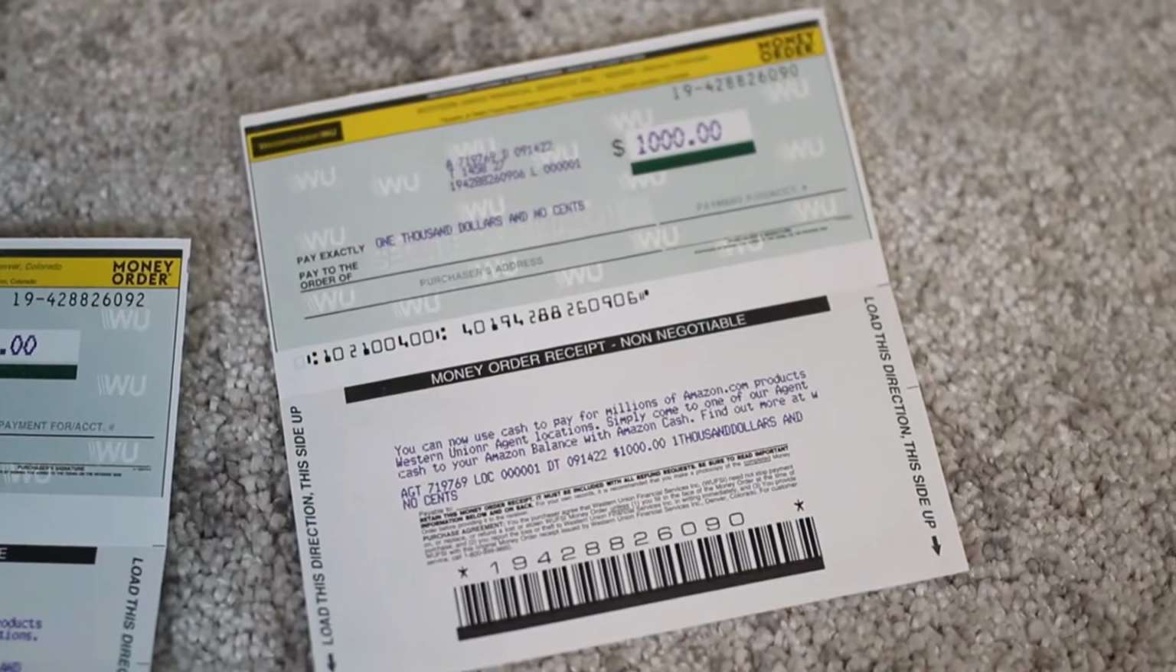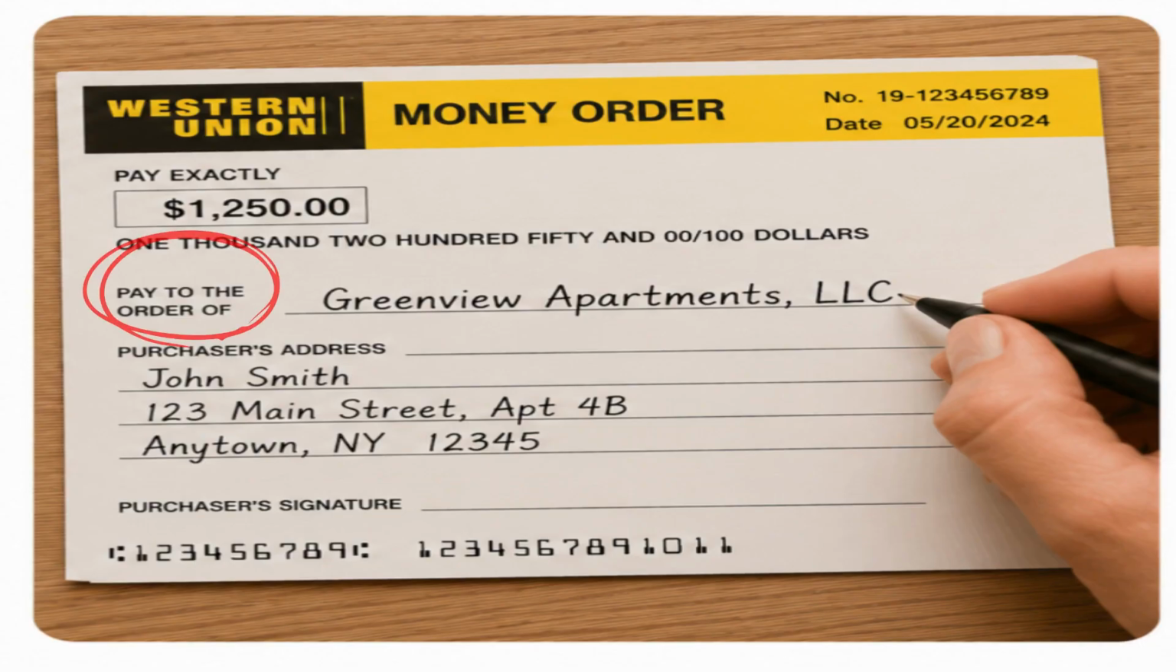First, purchase a money order for the exact amount of your rent payment. Before filling it out, make sure the printed amount matches the amount you want to pay. Next, look for the "Pay to" or "Pay to the Order of" section on the money order. In this section, write the full name of your landlord, property manager, or apartment company exactly as listed in your lease agreement or payment instructions.